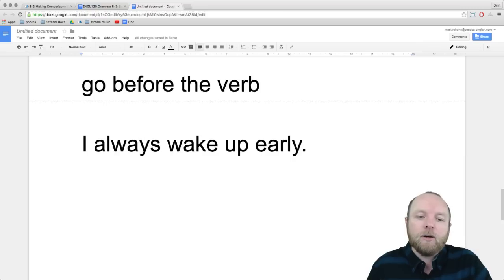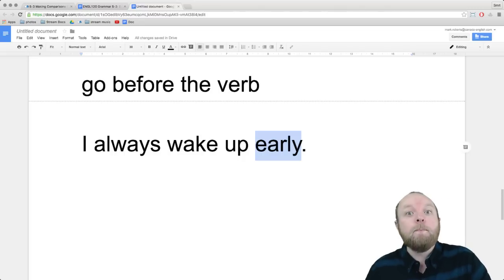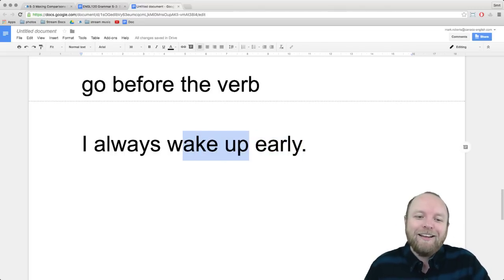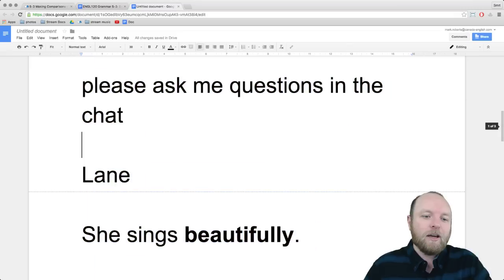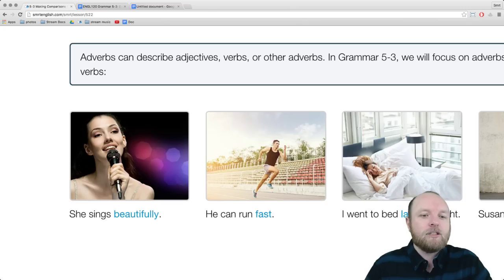So this one goes before the verb. And this one is an adverb of manner or an adverb of method. And this one goes after the verb. Understand? So it's a little confusing, isn't it? The adverb, where do we say the adverbs in English? Okay. Let's go back to the lesson.